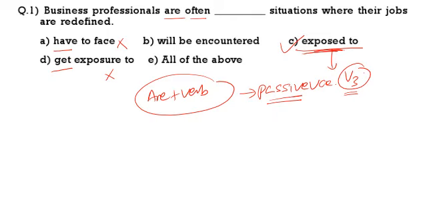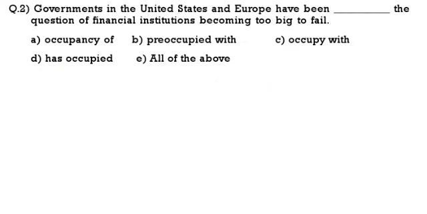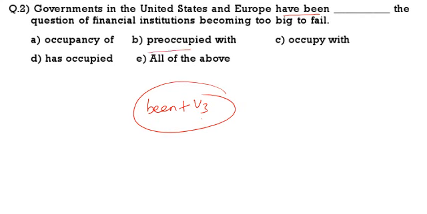Let us see the next one. Governments in United States and Europe have been dashed the question of financial institutions becoming too big to fail. The same thing applies here. In passive voice, whenever you are using the word 'been', it should be followed by the third form of the verb. Been is always followed by the third form of the verb. So here we should use 'preoccupied with'.